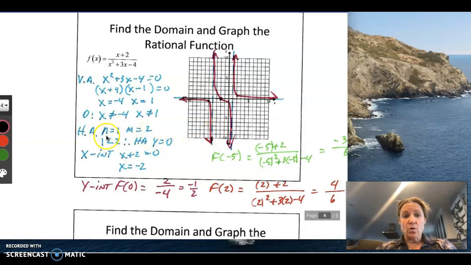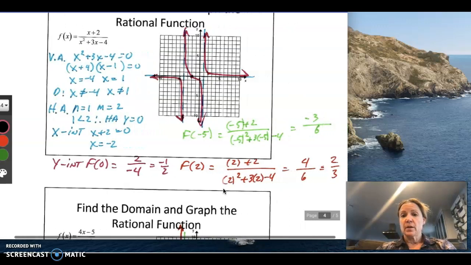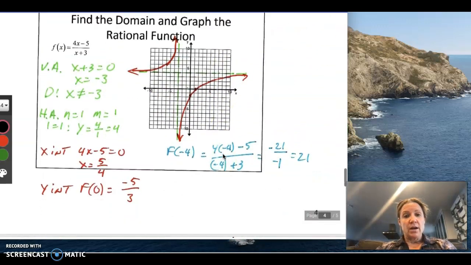And our horizontal asymptote, the exponent of the numerator is 1, the exponent of the denominator is 2, 1 is less than 2, so your horizontal asymptote is at y equals 0. The x-intercept is where the numerator is equal to 0, so subtract 2 from both sides. And if you want to find out some points, plug in some values and get those. Okay? All right.